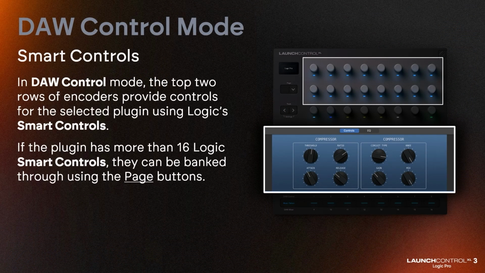In DAW control mode, the top two rows of encoders provide controls for the selected plugin using Logic's smart controls. If the plugin has more than 16 Logic smart controls, they can be banked through using the page buttons.